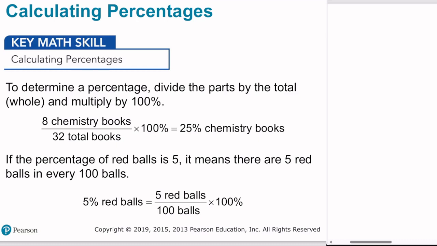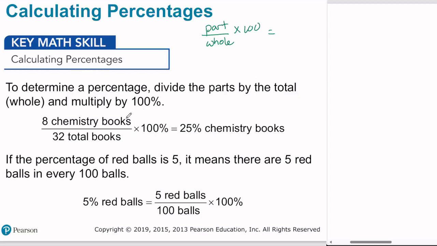The general formula for percentage is part over whole times 100. This is the general formula for percentage. You should probably memorize it. Let's look at an example here. To determine a percentage, divide the parts by the total whole and multiply times 100.